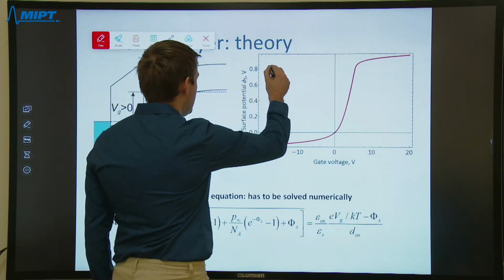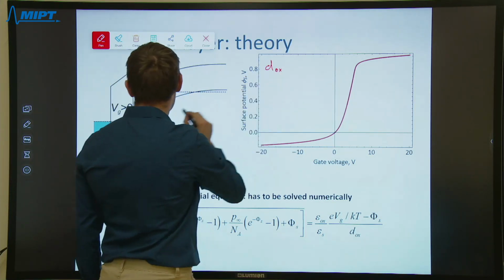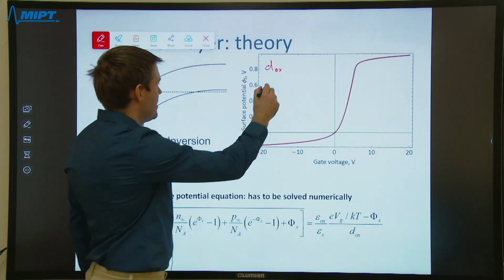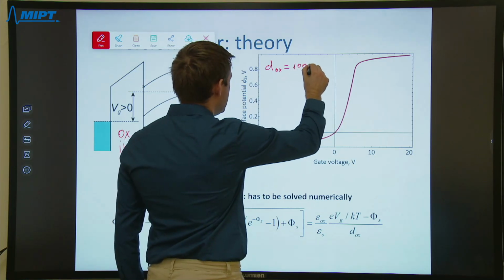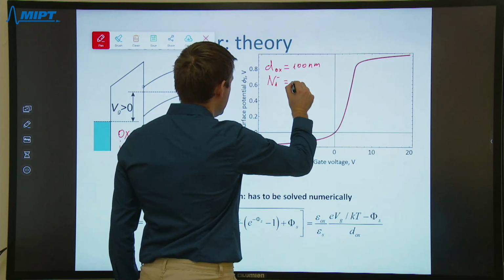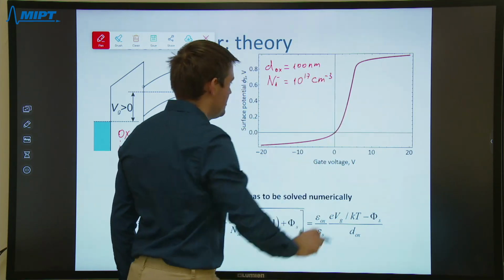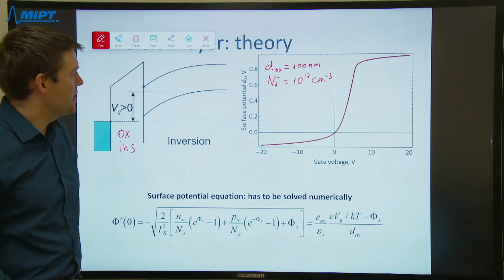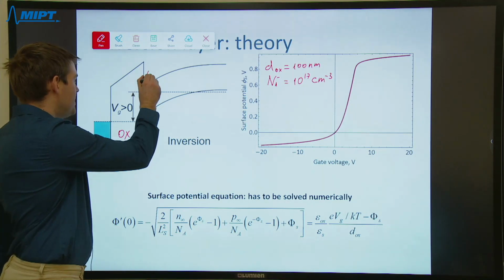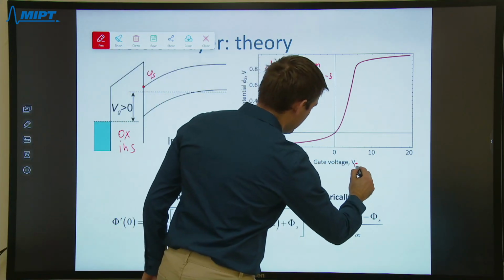So here I used the oxide or insulator. This is the same in my notations. Oxide thickness of 100 nanometers and the acceptor doping density of 10 to the 17th per centimeter cubed. So what we see here is how the potential at the surface behaves when we apply the gate voltage.